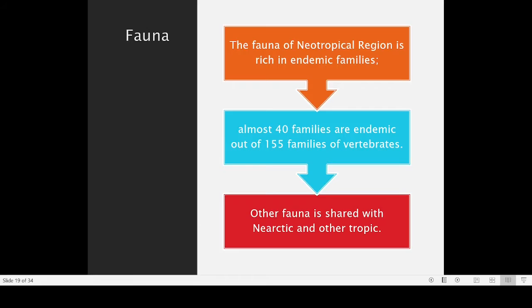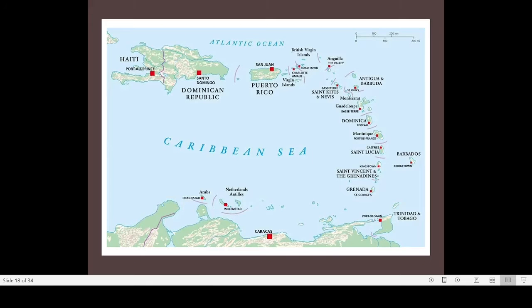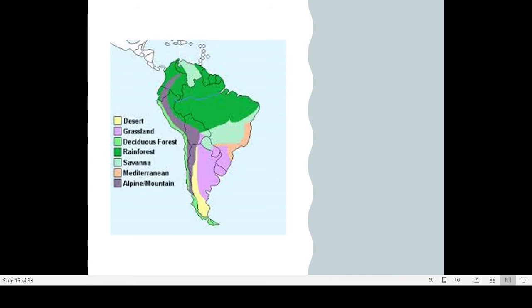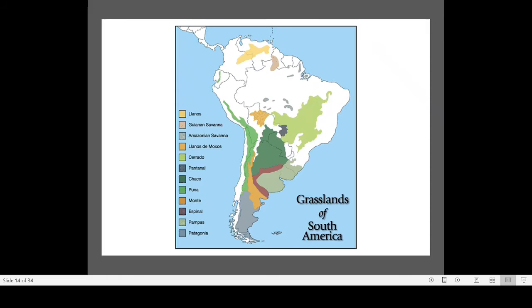Then, many fauna are shared with the Nearctic. Which area is known as Nearctic? This North American region is known as the Nearctic region. Many of the animals present in South America came from North America. Yesterday I was telling about the evolution and migration of the camel, and also the case of the horse. They all came from North America to South America.